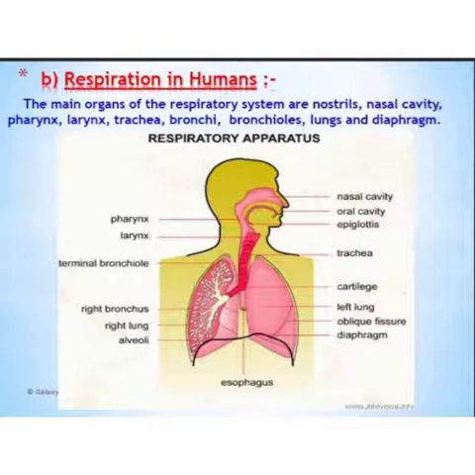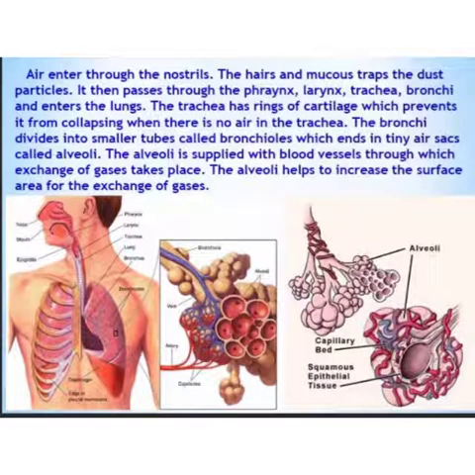Respiration in humans. The main organs of the respiratory system are the nostrils, nasal cavity, pharynx, larynx, trachea, bronchi, bronchioles, lungs, and diaphragm. The nasal cavity has fine hairs which filter the dust particles from the air passing through it. The passage is also lined with mucus which moistens it to avoid friction and traps the dust particles.